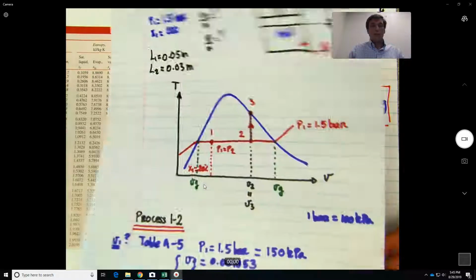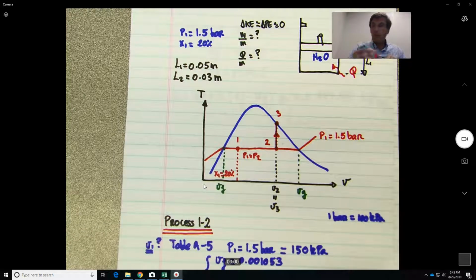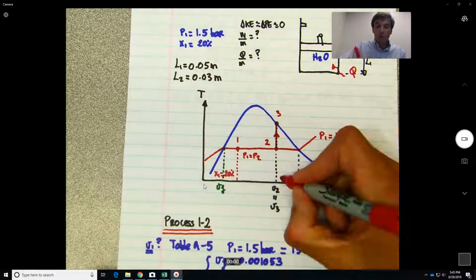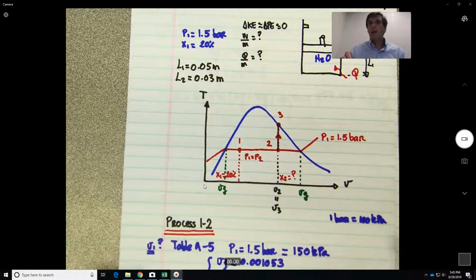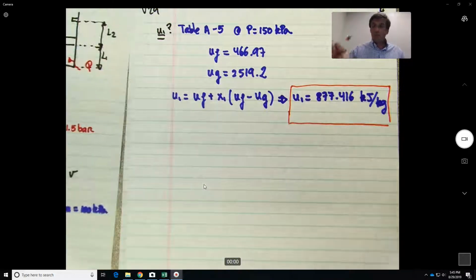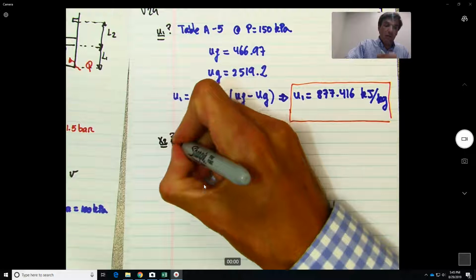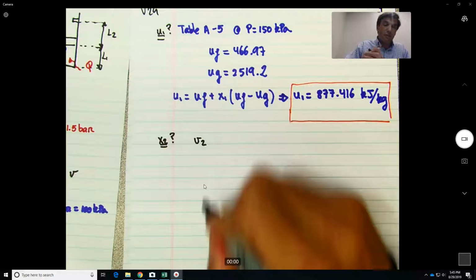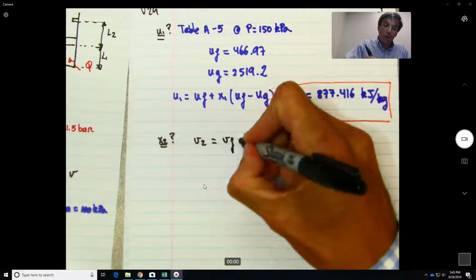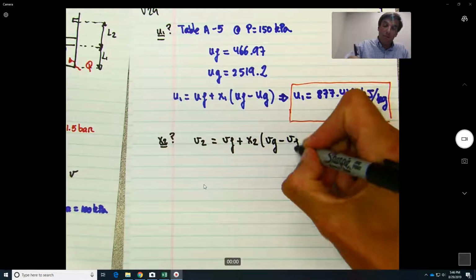Okay, so let's go back to this figure over here. Now you see at 2, this is still a mixture. So we can maybe find out what would be the quality at 2. Okay? So in order to find the quality, we can use the expression. So let us find quality X2 first before finding U2. We can use the equation because we know what V2 is, will be equal to V fluid plus X2 (V gas minus V fluid).